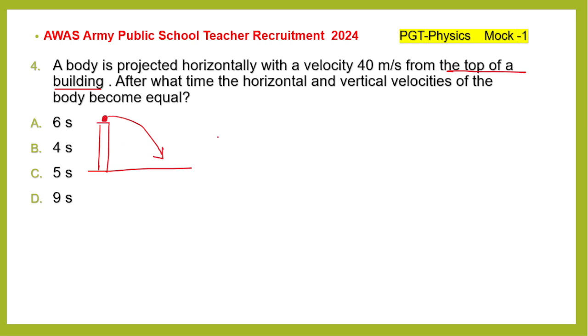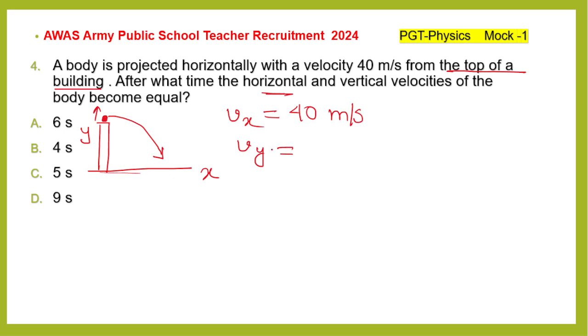Okay, this is the required diagram. We can say from this diagram the horizontal velocity, denoted by Vx, is equal to 40 meter per second. Why? Because there is no acceleration along the x-axis. We can see accelerated motion only along the y-axis.